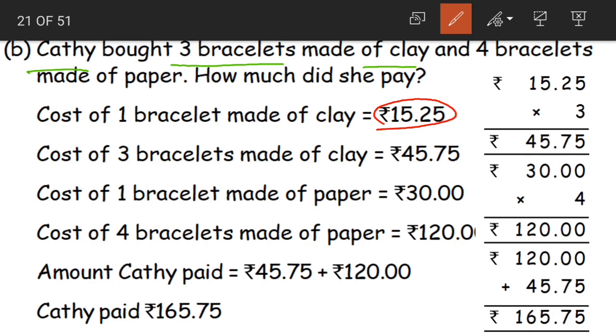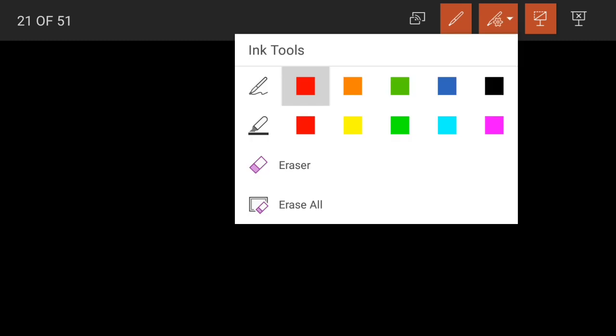15 rupees 25 paise, that is the cost of 1 bracelet, into 3. Why into 3? Because Kathy here has purchased 3 bracelets. So we are multiplying it with 3. 15.25 into 3. Yes, children, again this is very much similar to the normal multiplication that we do.